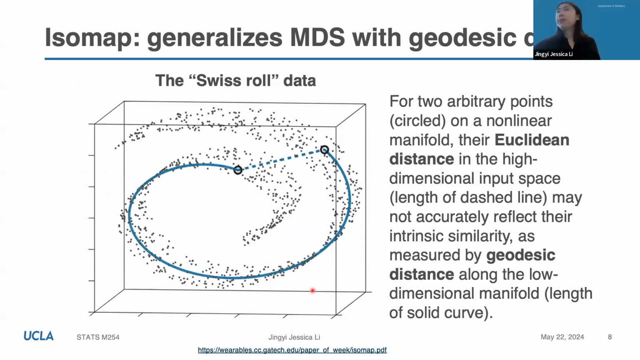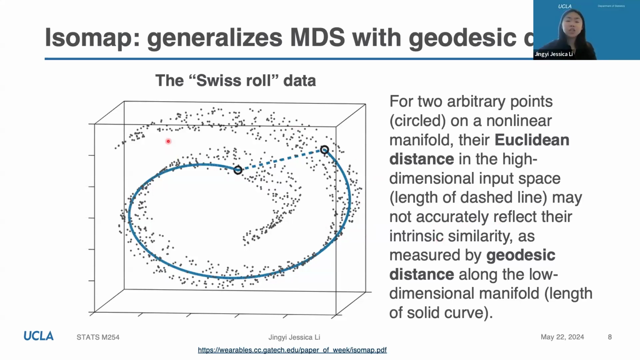Let me use this Swiss roll data to introduce the manifold. This is a classical example people use to introduce what a manifold means. Essentially, you can imagine the data points are sampled from a Swiss roll, and two arbitrary points are circled here on a nonlinear manifold. It is called a nonlinear manifold because you can intuitively see the structure is not straight, right? It's not linear like a plane, but it's rolling. Their Euclidean distance, the dashed line, may not accurately reflect their intrinsic similarity.